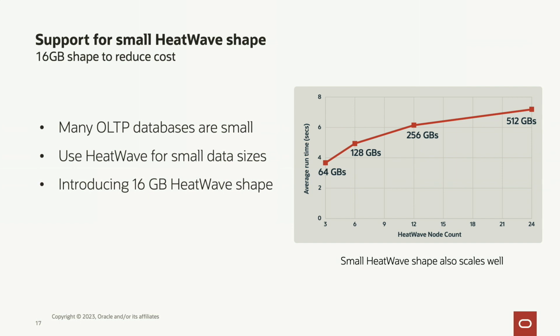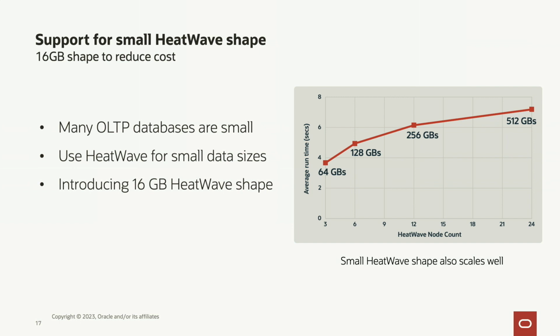The other aspect of the service that we have on AWS is that we support a small HeatWave shape. Before, on HeatWave on OCI, we supported a big MySQL HeatWave shape, which is 512 gigabytes. Actually, today we are announcing that we're also supporting a small shape on OCI. But on AWS, we already support both a large HeatWave shape and a small HeatWave shape. One is 16 gigabytes, and the other one is a 256 gigabyte memory HeatWave shape.